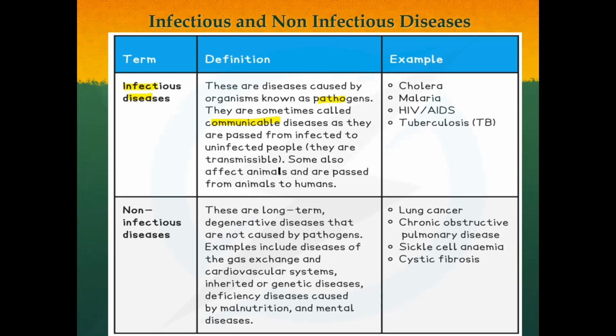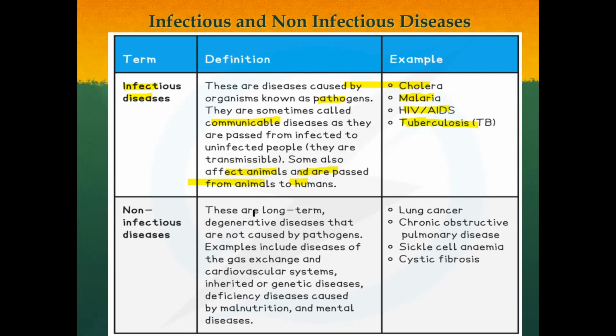Some of the diseases also affect animals, and then they are passed from animals to humans. In this case, the vectors are animals. The examples are cholera, malaria, HIV/AIDS, tuberculosis. These are examples of infectious diseases which can transfer from person to person, or from animals to humans as well. For example, tuberculosis can transfer from cattle to humans. Malaria, the vector is a mosquito.